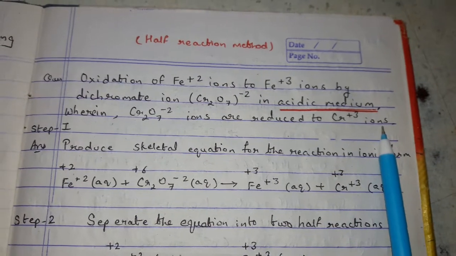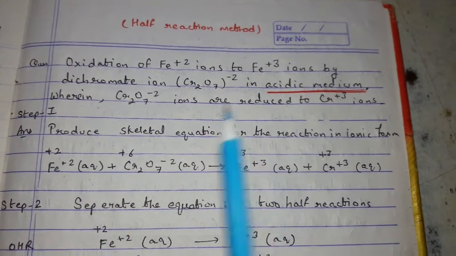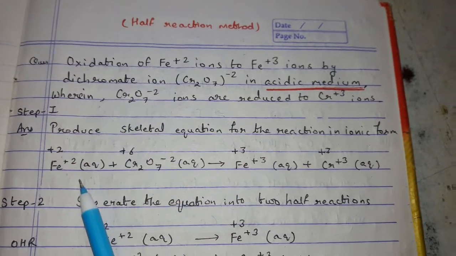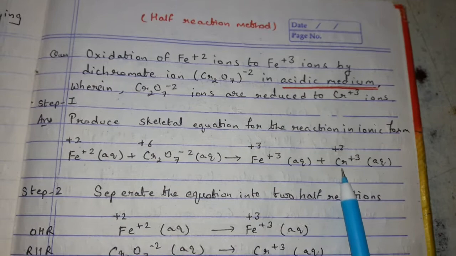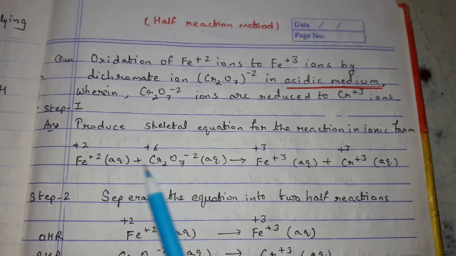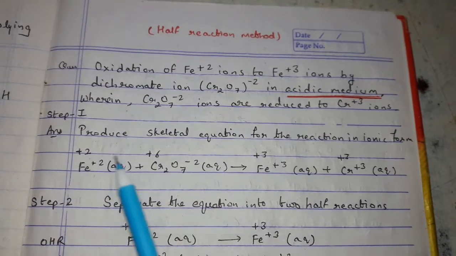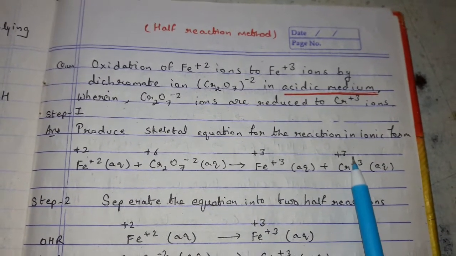So how can we balance it? First of all we will write the skeletal equation for this question. This is the ferrous ion, this is the dichromate ion, this is the ferric ion, this is the chromium ion. The first step is we will write the oxidation state of each element at the top. It is +2, here chromium is +6, here iron is +3, here chromium is +3.